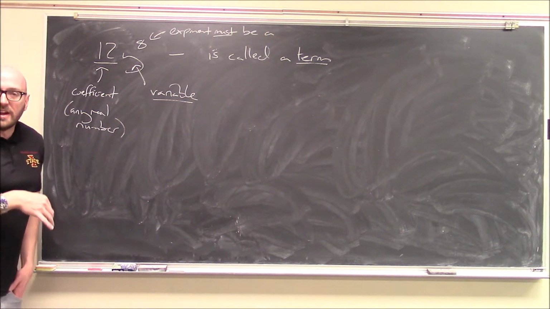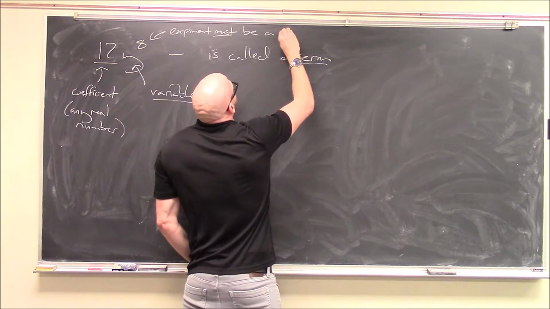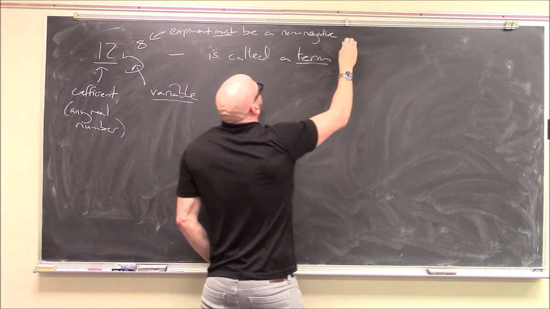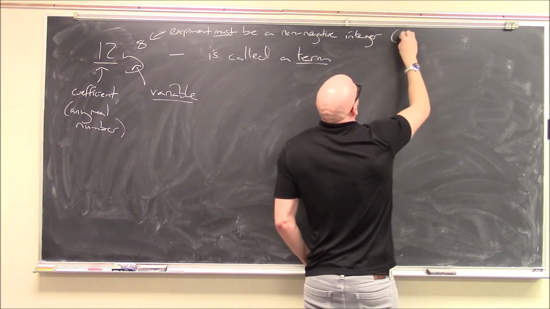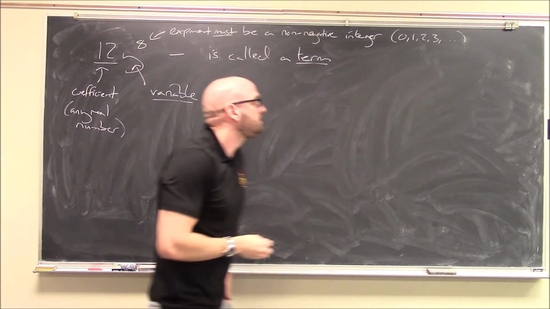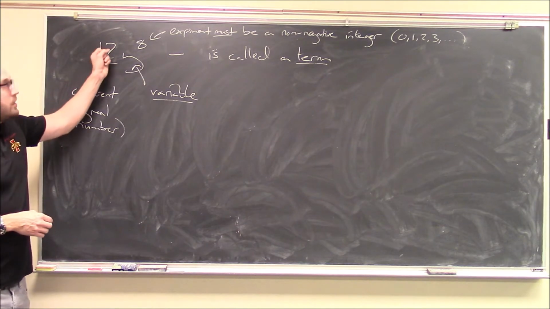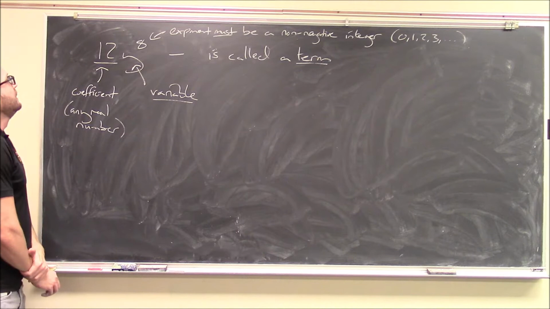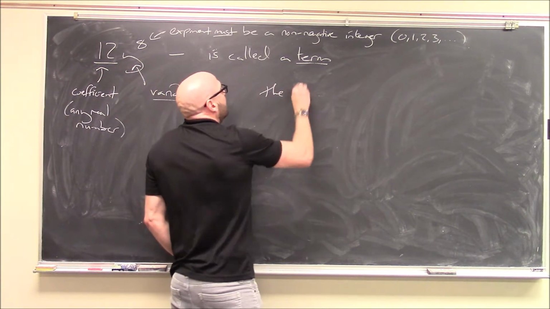A shorthand way of saying that, I could call it a positive integer. Or sorry, must be a non-negative, I guess because 0 is not a positive number. So a non-negative integer. Alright, so what I mean by that is 0, 1, 2, 3, and so on. So an expression like this, a coefficient, some real number, times a variable raised to a non-negative integer power, is called a term.